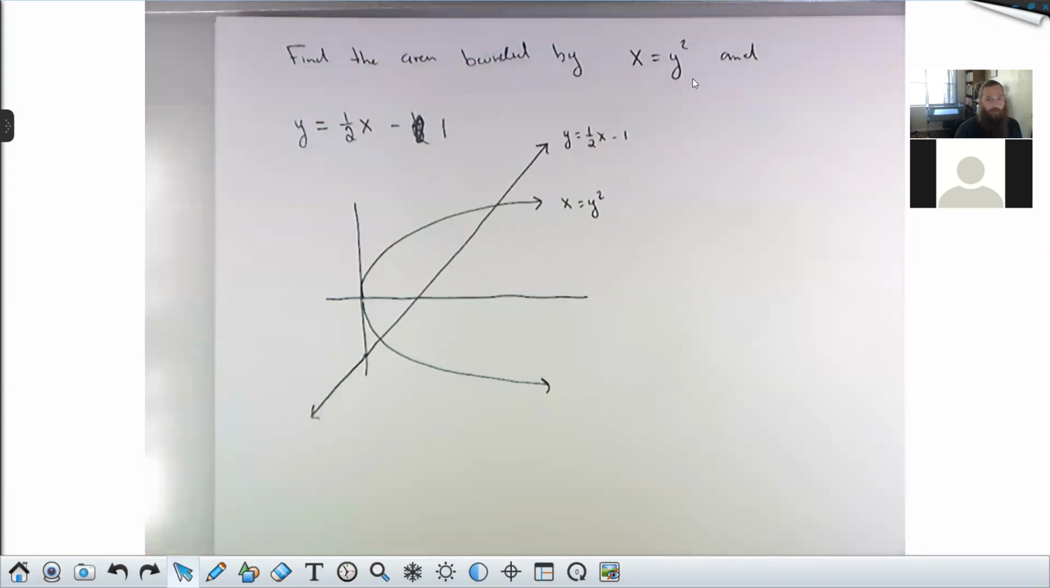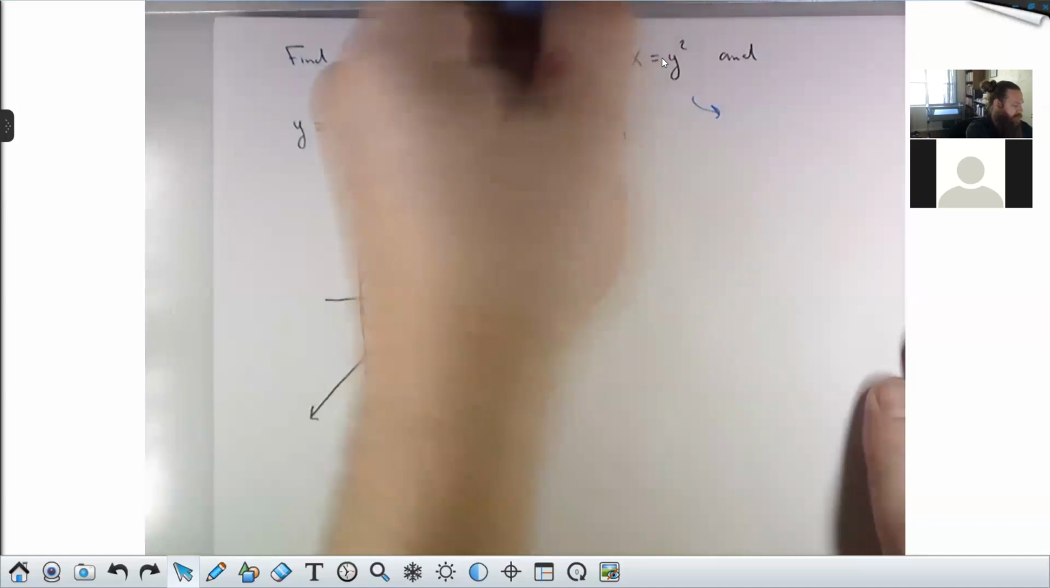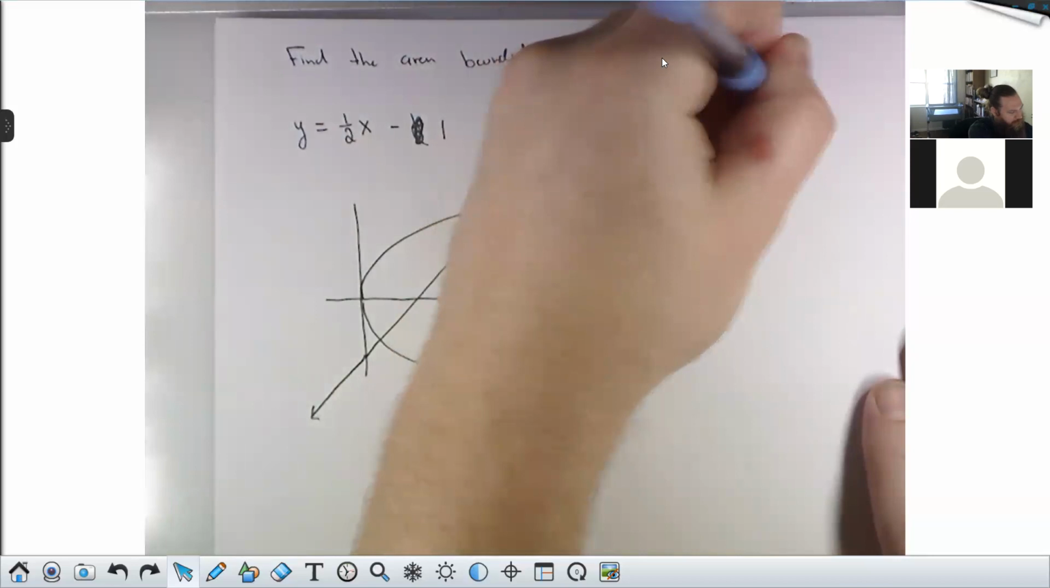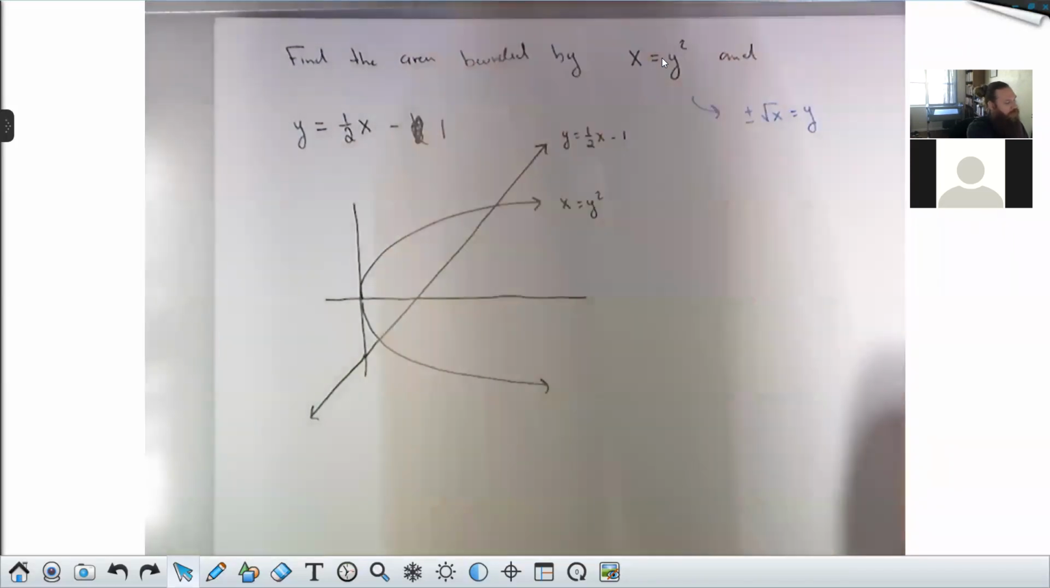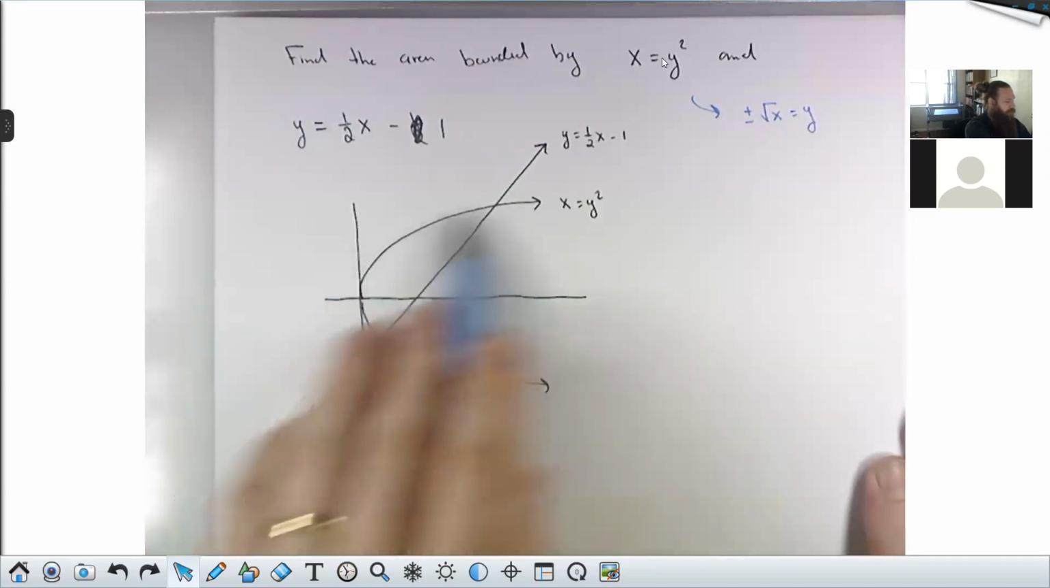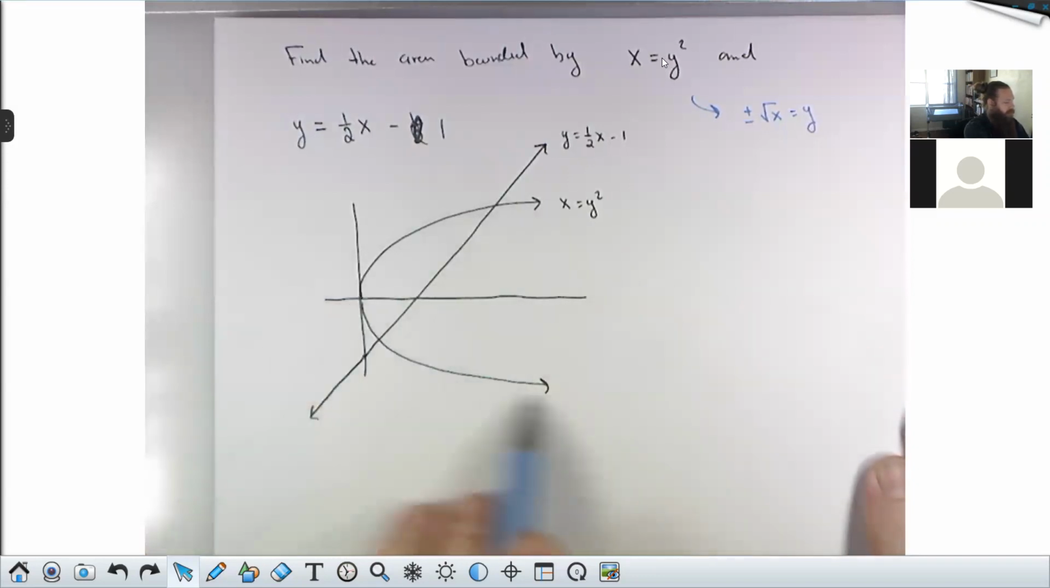Again, you could get here by plotting points, or if you weren't sure, you didn't want to do that, you could take this and try to solve it for y. This would tell you that plus and minus the square root of x is equal to y. And this guy up here, this is the positive square root of x. This guy down here is the negative square root of x. But we do need to be comfortable graphing things like this. You will see things like this in your homework this week.